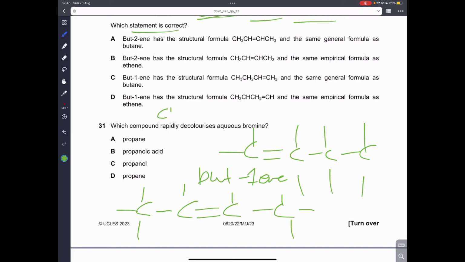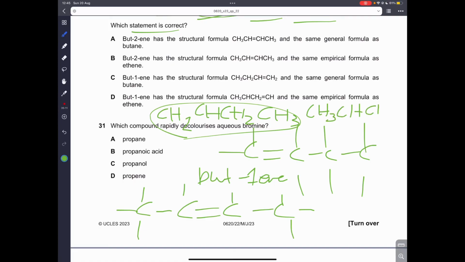So it could be CH2, CH2, CH, CH2, CH3. This is for the single bond, and for the double bond, it could be CH3, CH, CH, CH3.